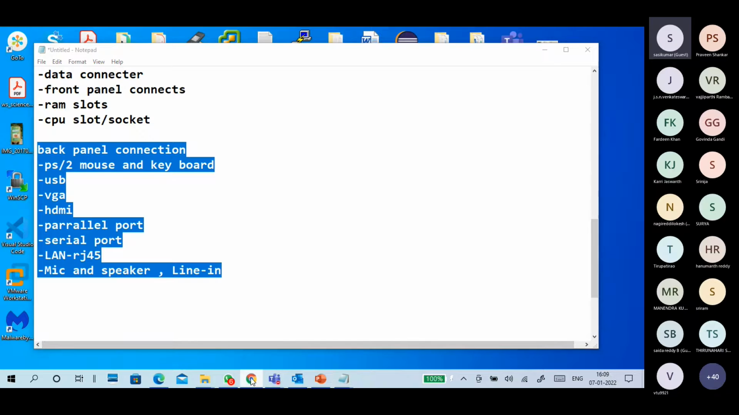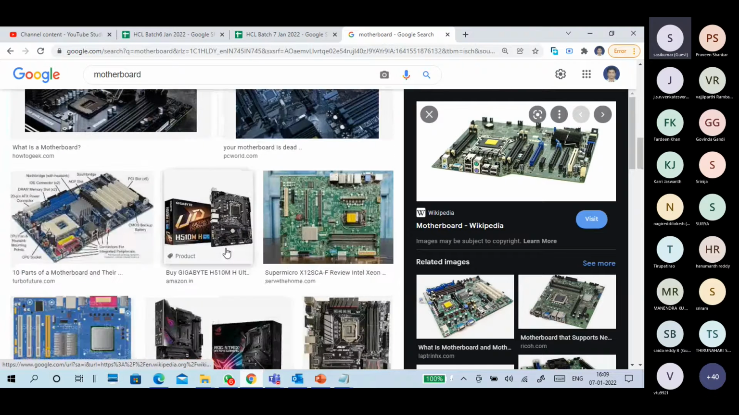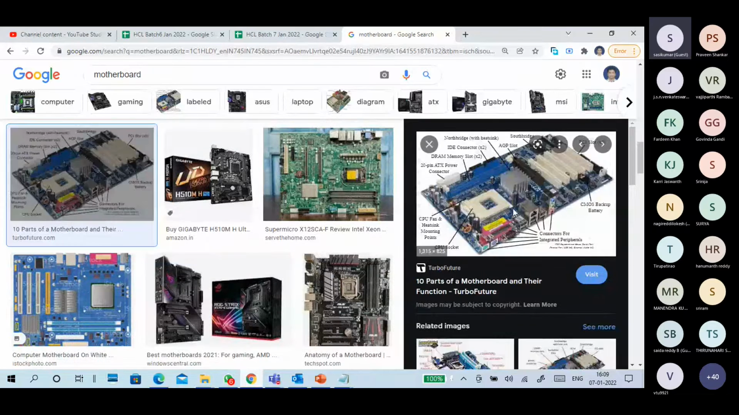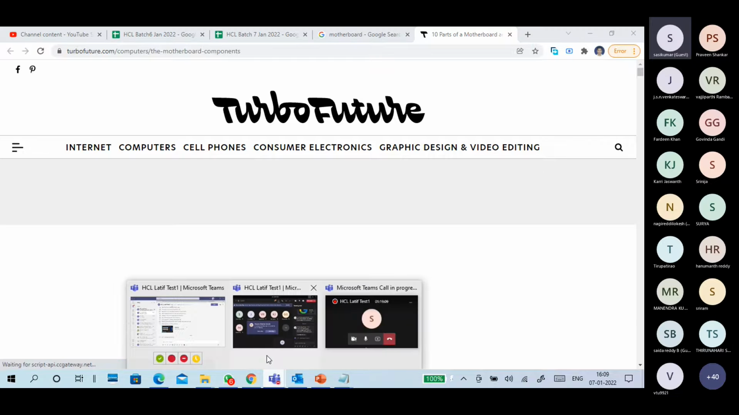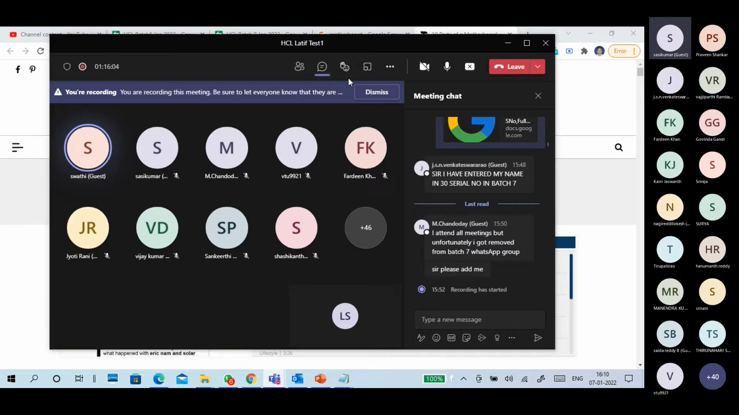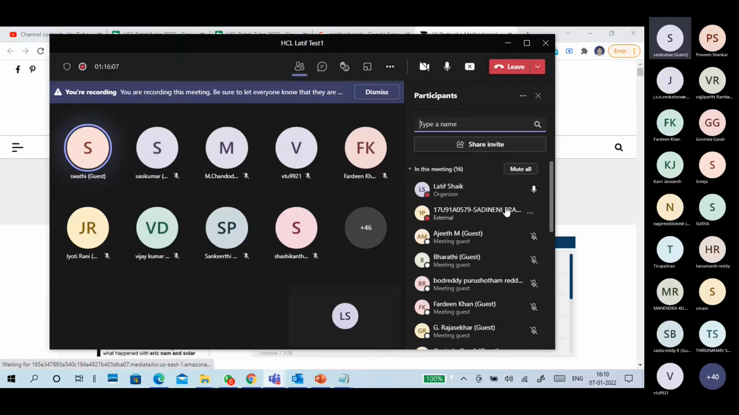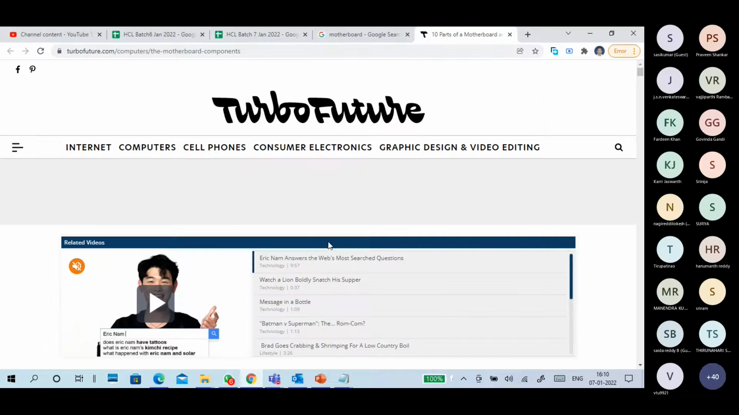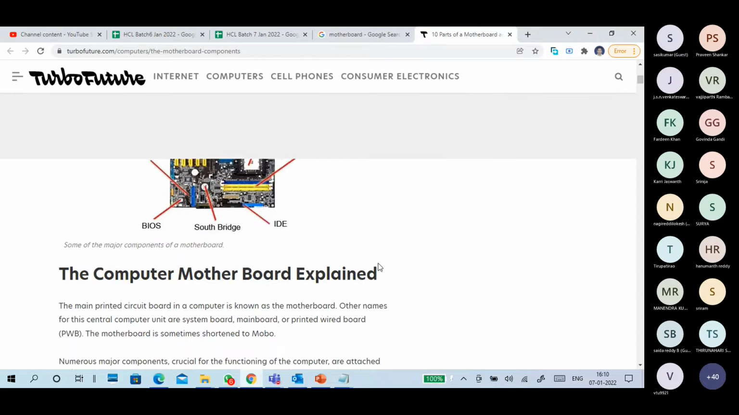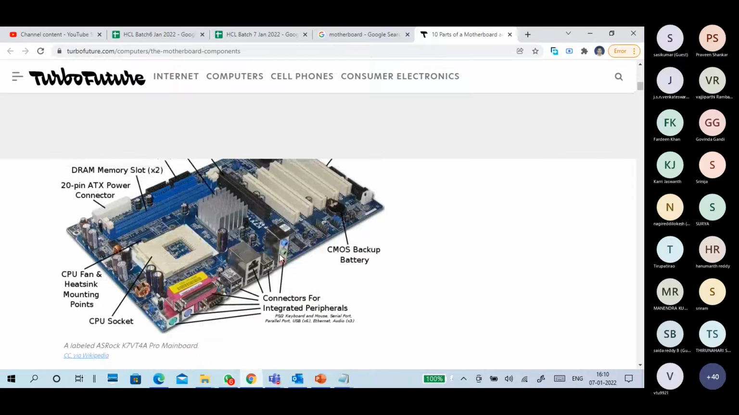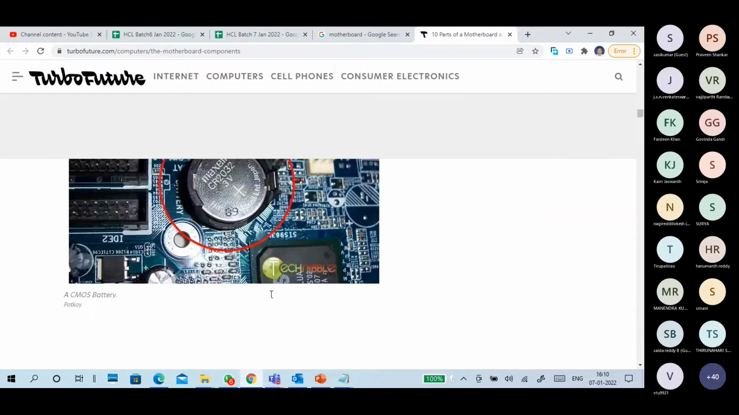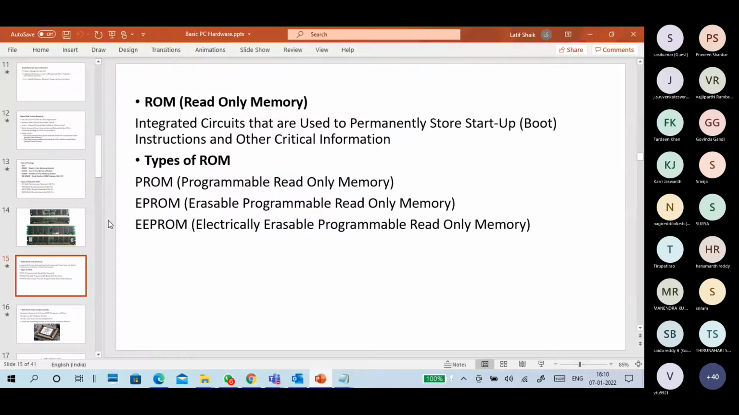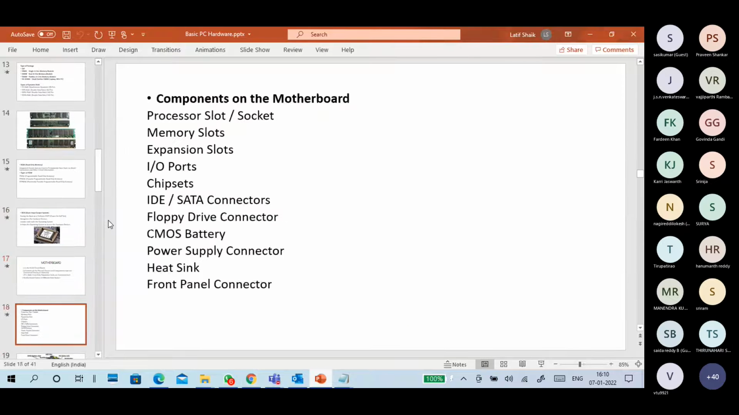Okay, you want to see once again the motherboard with the back panel connection types. See, you can see here, this is the picture. I have a picture. This is about your motherboard.